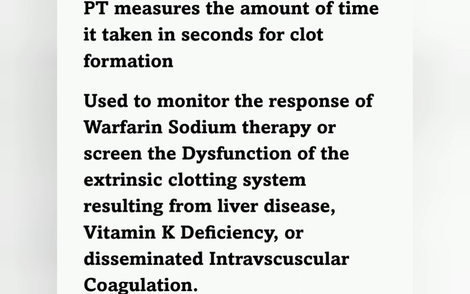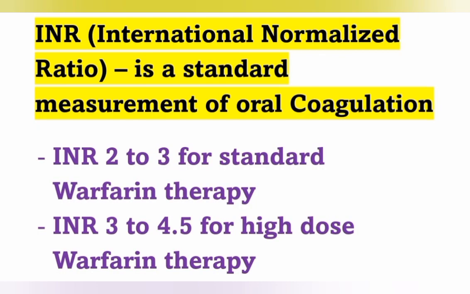Here prothrombin time is also used to screen for dysfunction of the extrinsic clotting system resulting from liver disease, vitamin K deficiency, or disseminated intravascular coagulation. INR value means International Normalized Ratio. It is a standard measurement of oral coagulation. INR 2 to 3 for standard warfarin therapy, and INR 3 to 4.5 for high dose warfarin therapy. That is the normal value for INR. INR means international normalized ratio.